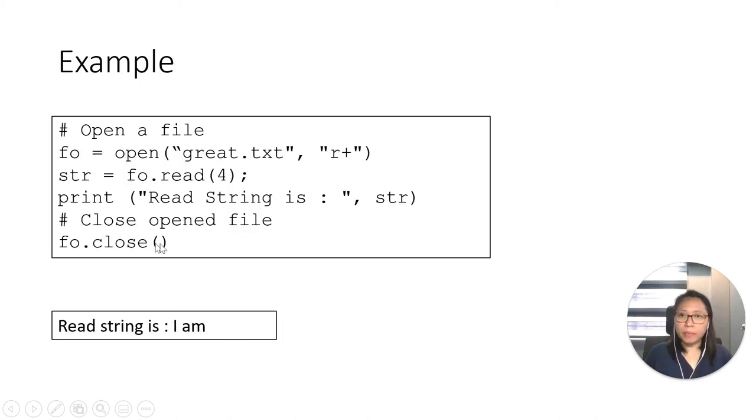Here is an example. We opened the file, and then we executed .read, and then the argument is 4. We printed it out, and it read I space AM. And then after that, we close the file.